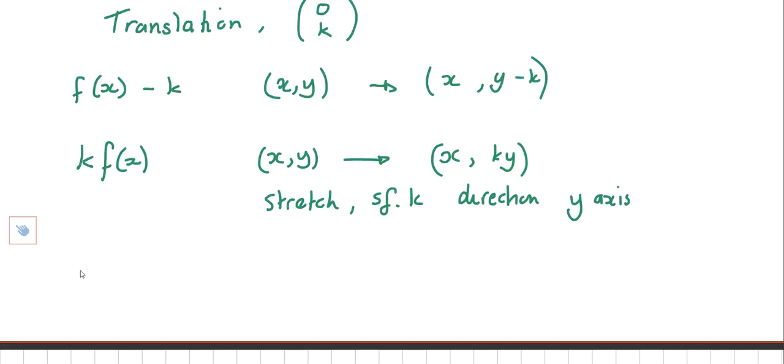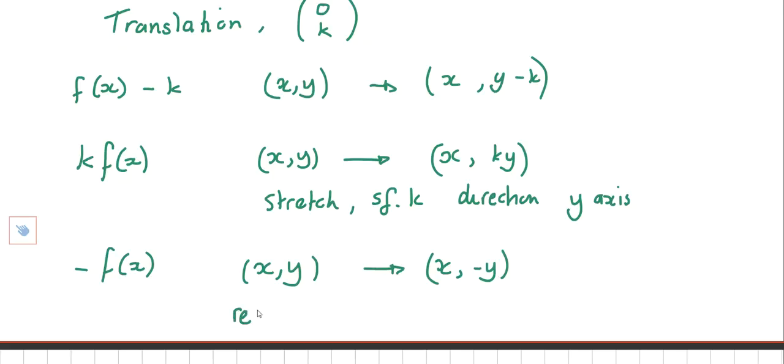Okay, what about minus f of x? Think about it. Which coordinate gets changed again? The y coordinate, and how? Times negative, so it becomes negative y. So what's that? A reflection, isn't it? A reflection in what? The x-axis, isn't it? The x coordinate stays the same. It becomes a negative y. Okay.